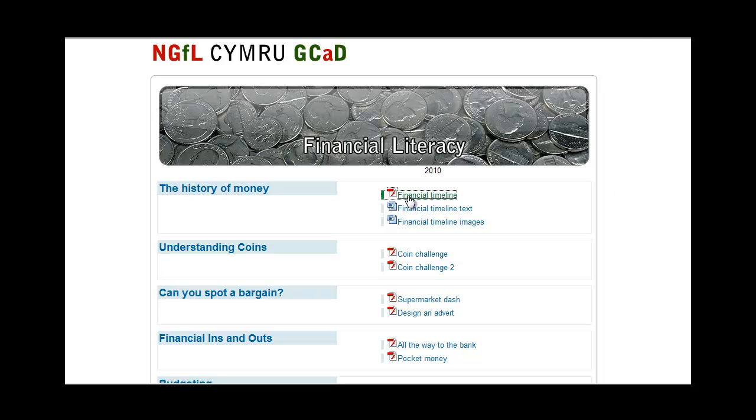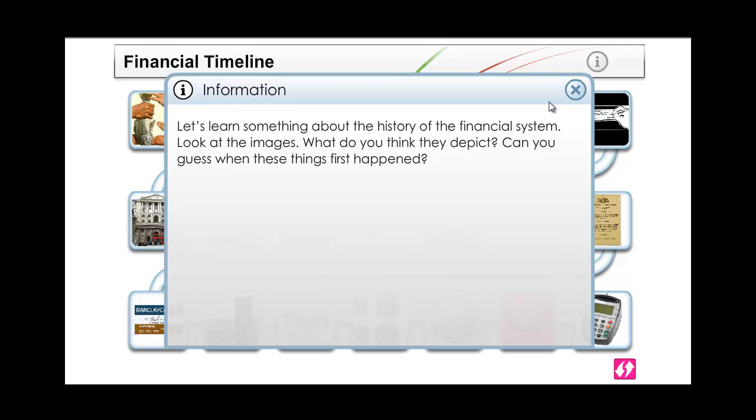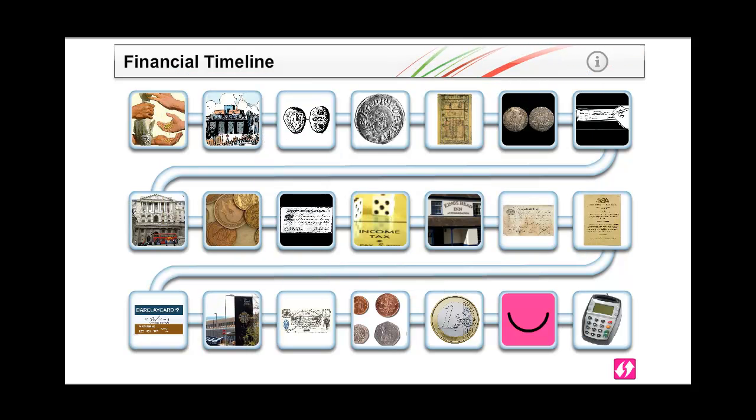One resource that offers cross-curricular links and the versatility of developing the pupil's chronological and financial awareness whilst addressing curriculum Cymraeg is the Financial Timeline resource.